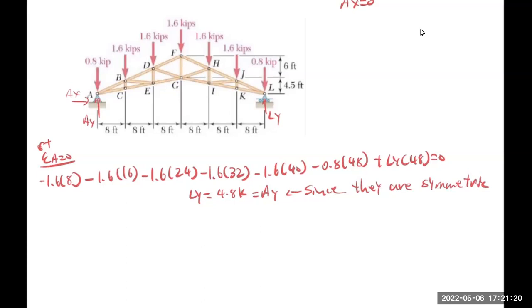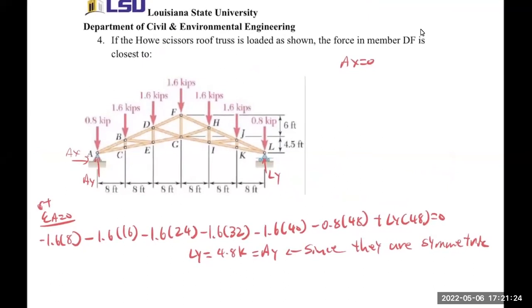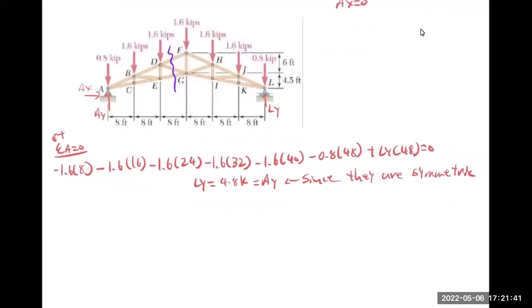Next thing is that since we are only asked to determine the force in member DF, that means that we have to use the method of sections. So we have to cut at DF, and then pick the left or right side for analysis. We always want to pick the side with fewer unknowns. Since DF is on the left side, we want to use the left side for analysis.